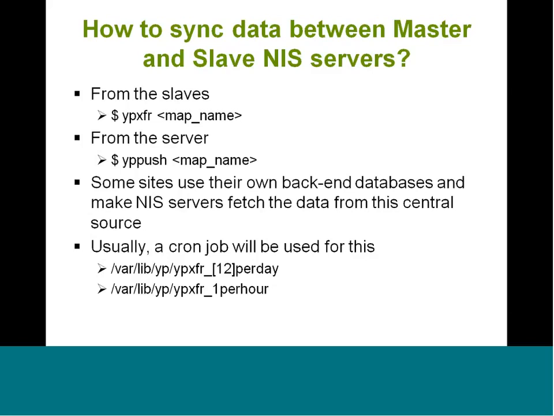So now the other thing is, how do we sync data between the master and the slave NIS servers? From the slave side, we just provide the ypxfr command with the map name, and from the server side, we do the yppush command. We already saw this yppush, essentially to push that information back to all the slaves. So any new map changes are pushed through these two commands, either from the slaves to the server or from the server to the slaves.